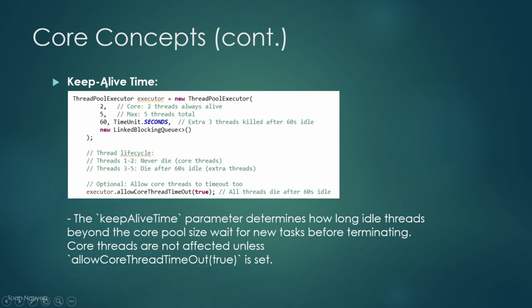Now this is keep alive time. Keep alive time means that core threads are always alive. Threads 3, 4, and 5, if they are idle, will be kept for 60 seconds, then terminated. Here, you can see this in the comments. Threads 1 and 2 never terminate. These are core threads. Thread number 2 is a core thread. Threads 3 to 5 will terminate after 60 seconds, if idle, without doing any work.